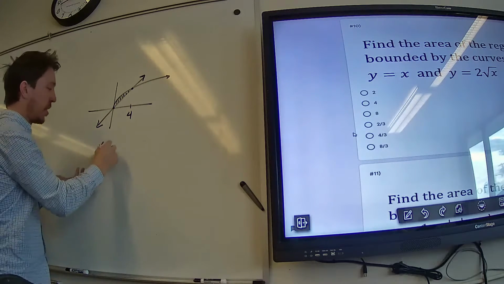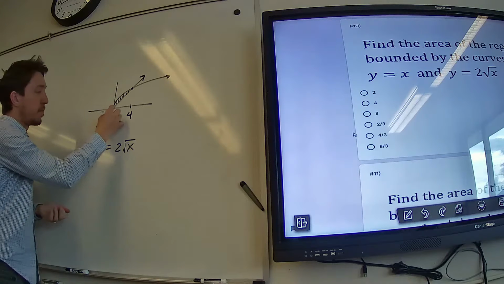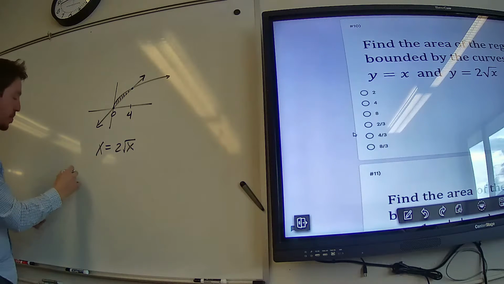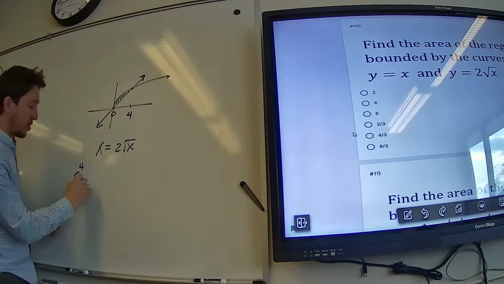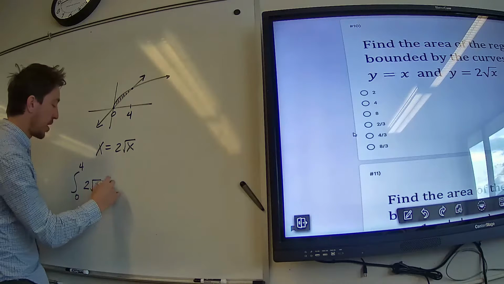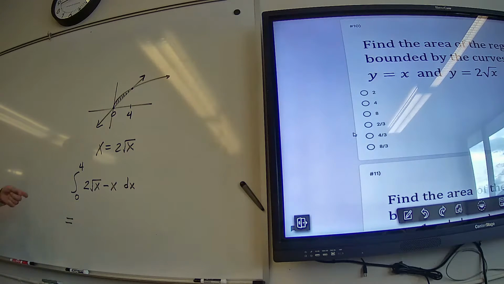If you ask the question, how does x equal 2 root x? Try 1, try 4, try 9. 4 works. Okay, so does 0. So my integral is going to be between 0 and 4. And it's 2 root x minus x. So this is x to the 1/2 power.